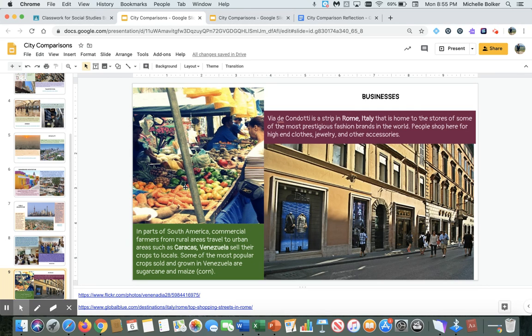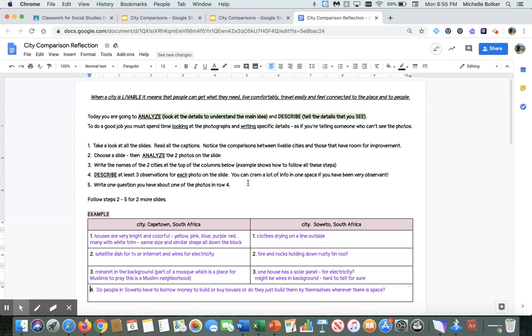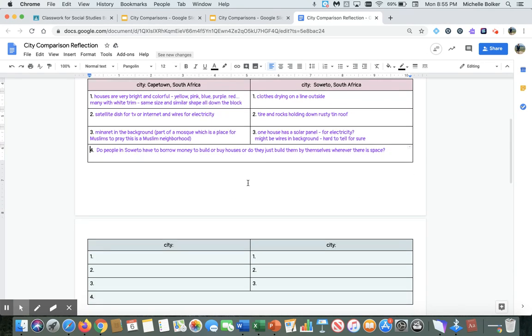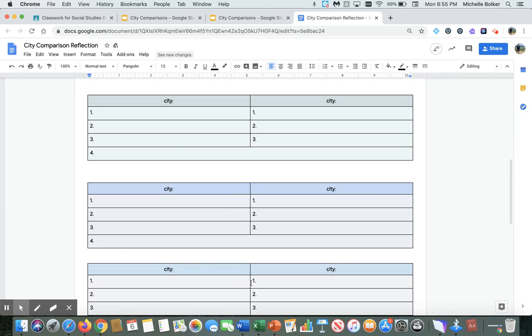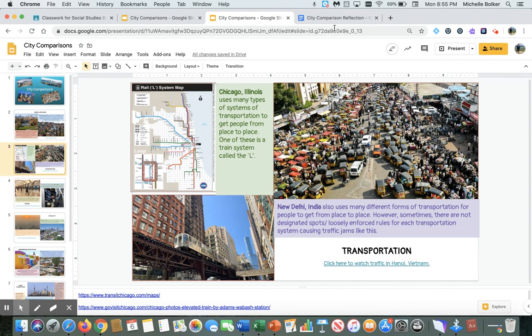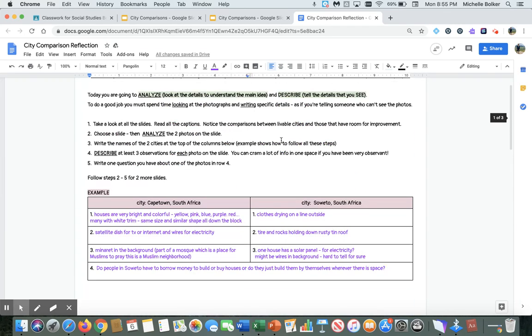After you analyze the pictures on the slides and read the captions, I want you to begin your city comparison reflection. On the city comparison reflection, you are going to have to choose 3 slides. That's it. And you only have to fill out these 3 boxes here. So let's say I chose this slide, so I wanted to do Chicago, Illinois, and New Delhi, India.